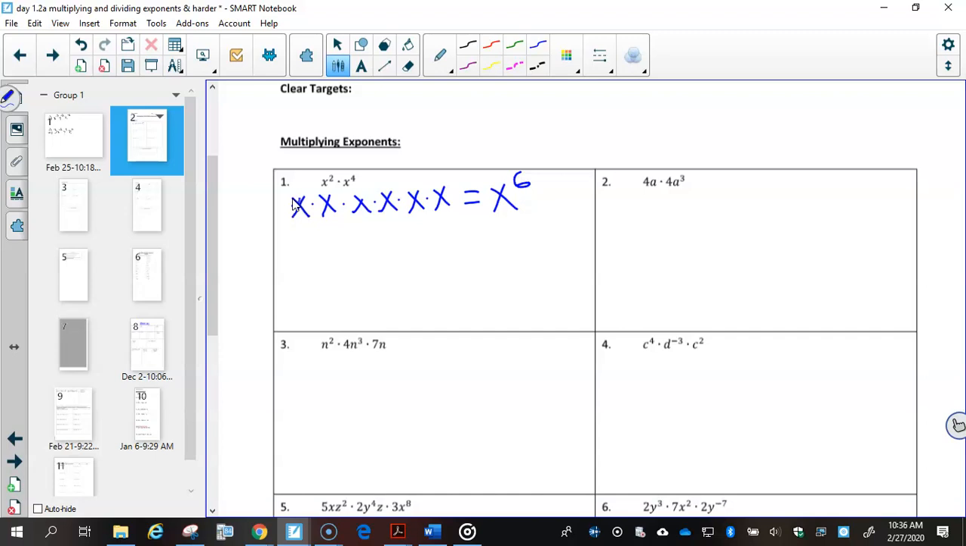For 2, if I expanded this, I'm also going to rewrite this a little bit. I'm going to move the 4 so that they're next to one another. I have this first a. How would I expand a to the third? So I already moved this 4. I'm just talking about a to the third. A times a times a. Now, if we were to condense this, what would that be? It would definitely be a to the 4th power, but it would be 16.